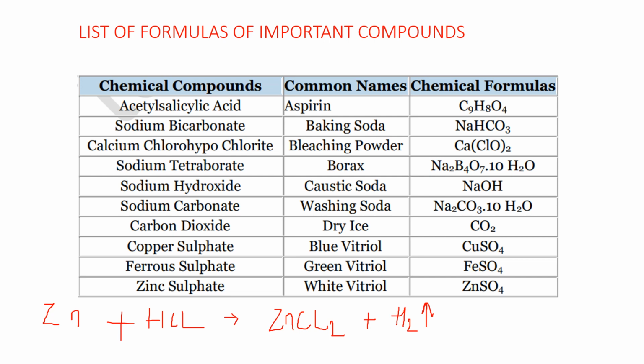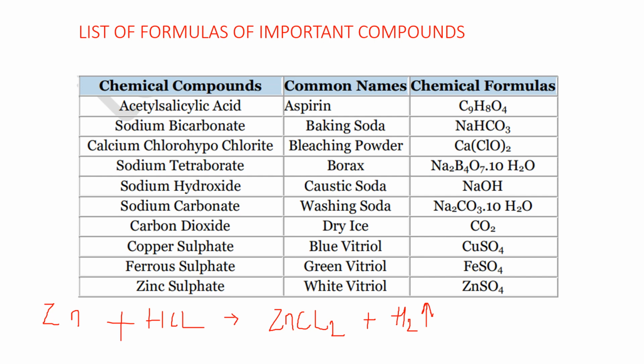For acetylsalicylic acid, the common name is aspirin, and the chemical formula is C9H8O4. Similarly, we have sodium bicarbonate, whose common name is baking soda, and the chemical formula is NaHCO3. Then we have sodium hydroxide, known as caustic soda, written in chemical formula as NaOH.